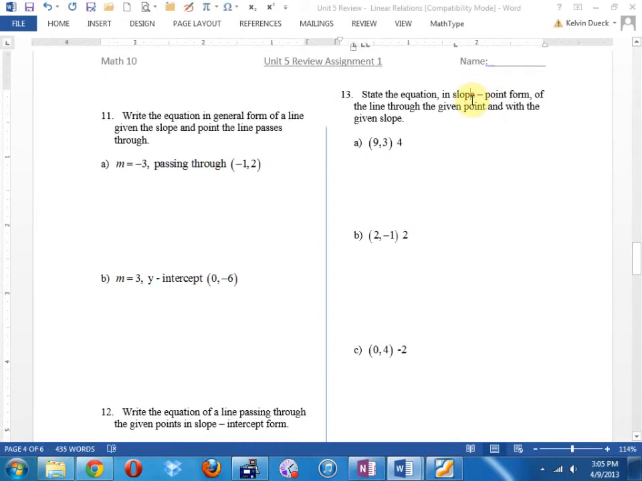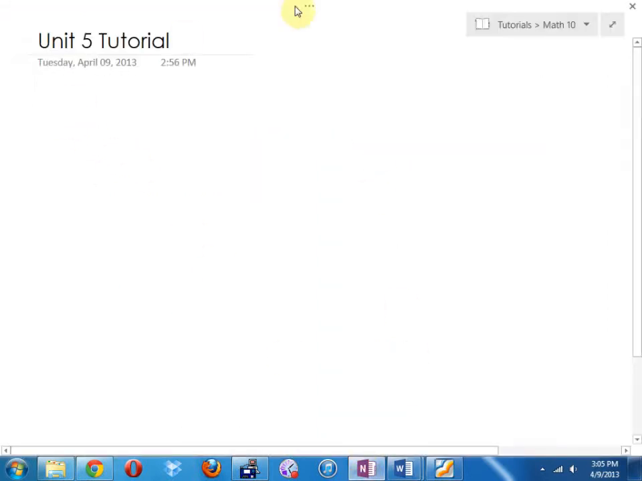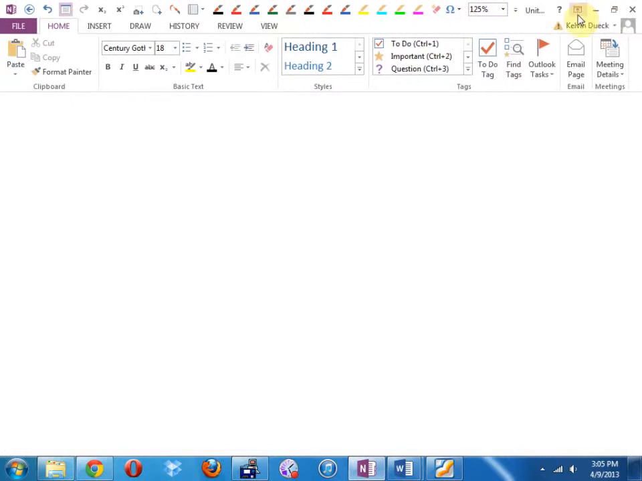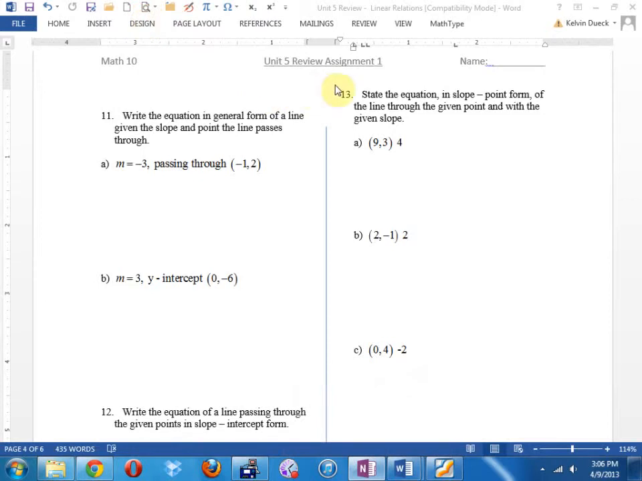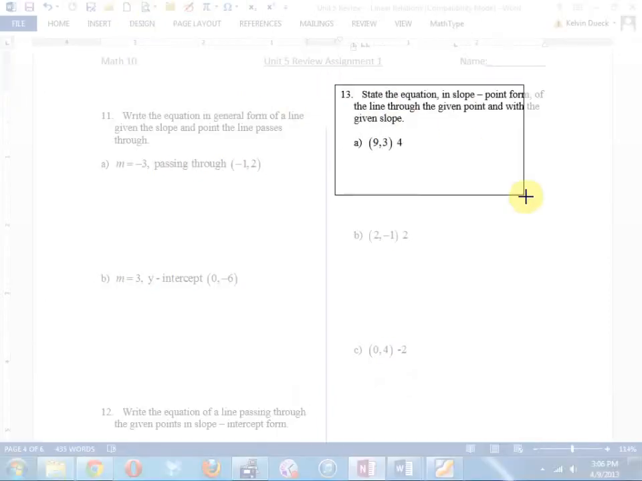I expect to be able to handle stating the equation in slope point form. So if I want to state the equation of this one in slope point form, what would number 13 be? y - 3 = 4(x - 9).